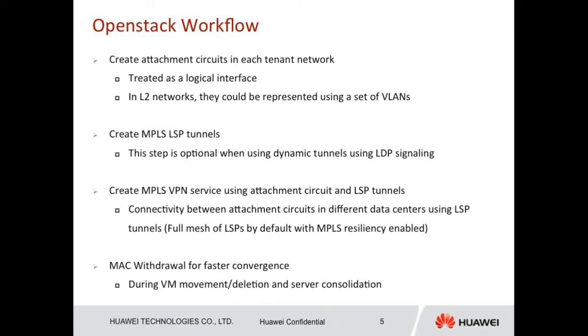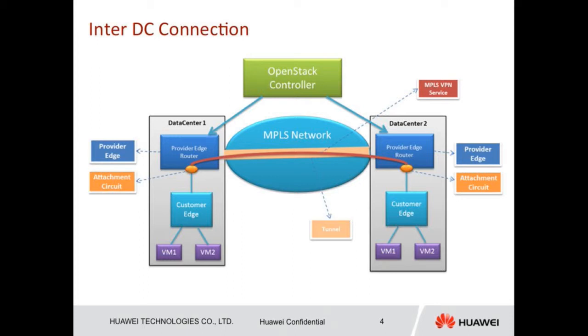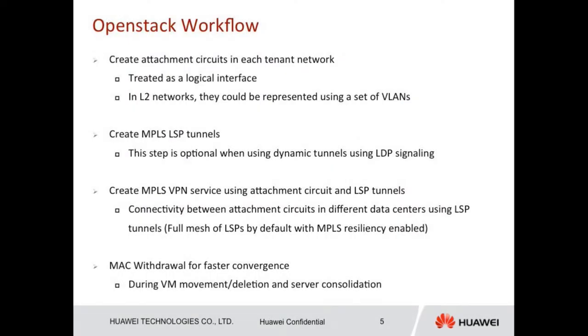And we can create MPLS LSP tunnels. This step is optional. Like I said before, if you are using dynamic tunnel protocols like LDP, label distribution protocol, or RSVP in the network domain, then this step is optional. After creating the attachment circuit and the tunnel, now we can do the third step, which is to create an MPLS VPN service using the specified attachment circuits and LSP tunnels. This provides connectivity between attachment circuits in different data centers using LSP tunnels. The full mesh of LSPs is by default with MPLS resiliency enabled.